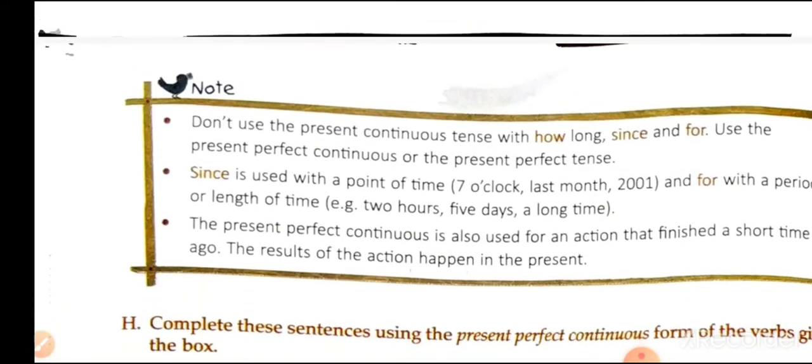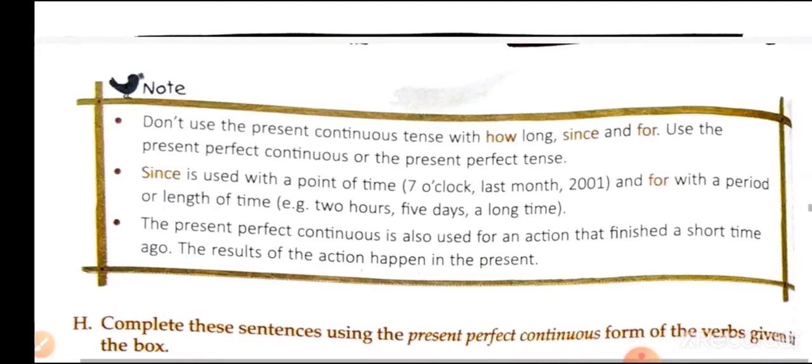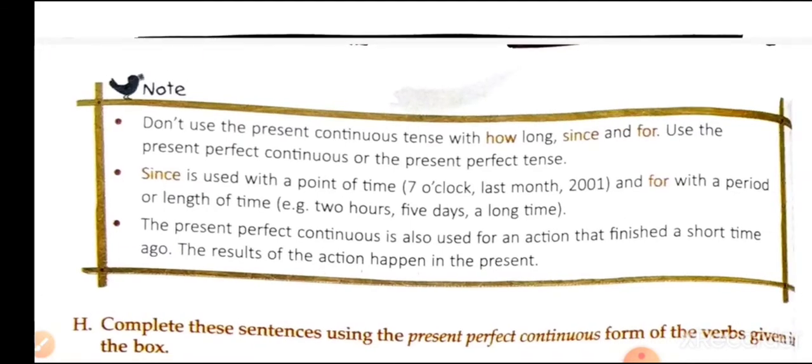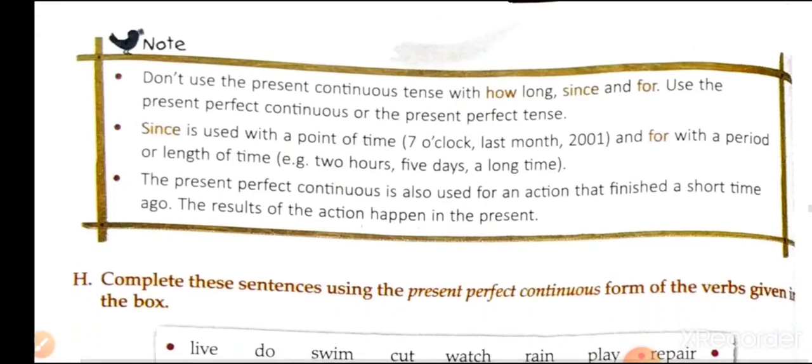Note. Don't use the present continuous tense with how long, since, and for. Use the present perfect continuous tense or the present perfect tense. Since is used with a point of time: 7 o'clock, last month, 2001. And for is used with a period or length of time, example 2 hours, 5 days, a long time.